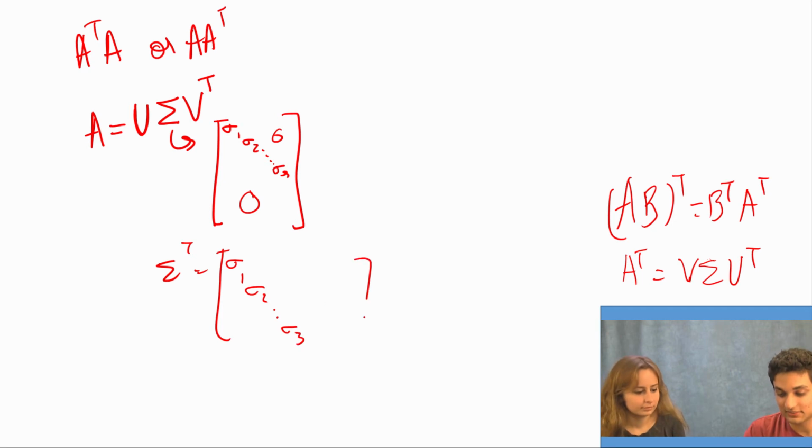If sigma is like that, for example, sigma transpose would look like sigma 1, sigma 2, almost identical, except that now the 0 is over this side. All right, cool.